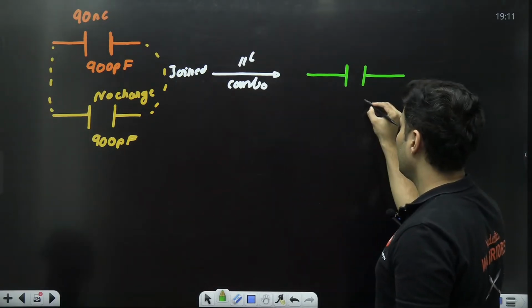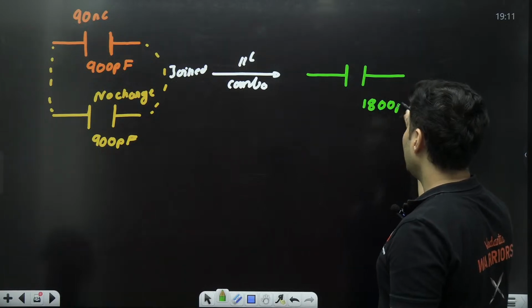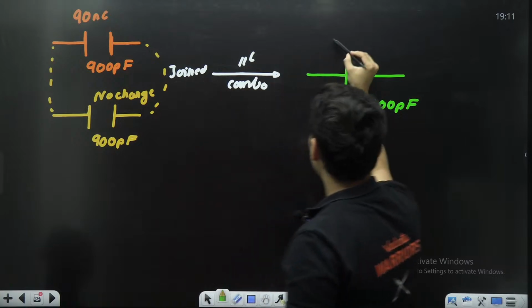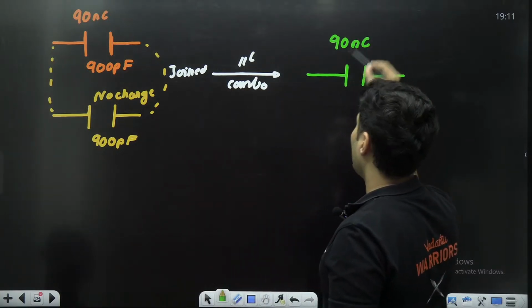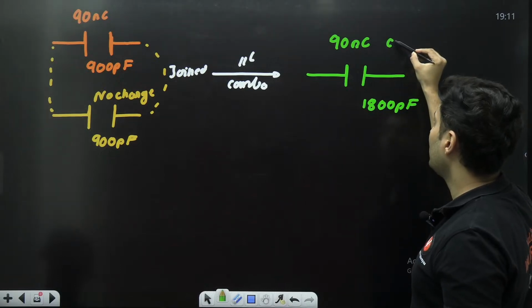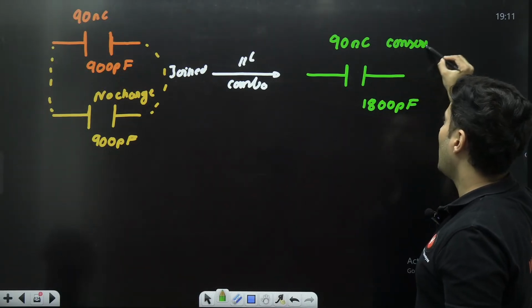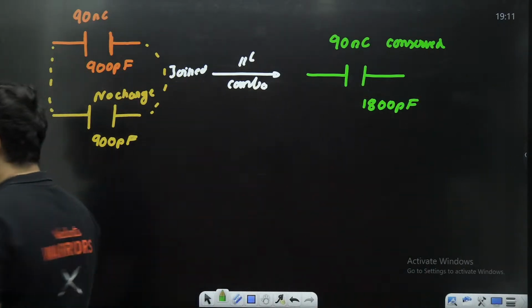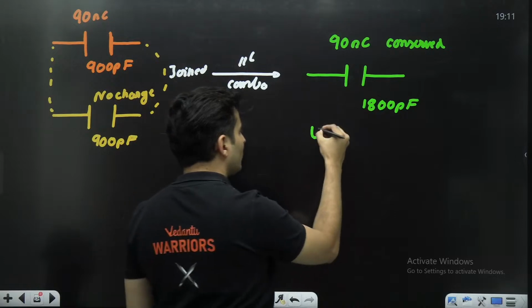900 plus 900 will make it 1800 picofarad. And because the charge can't go anywhere, it will still have 90 nanocoulomb of charge, because it is conserved. The charge has to stay there. Isn't it amazing? Perfect. So what is the energy stored now?